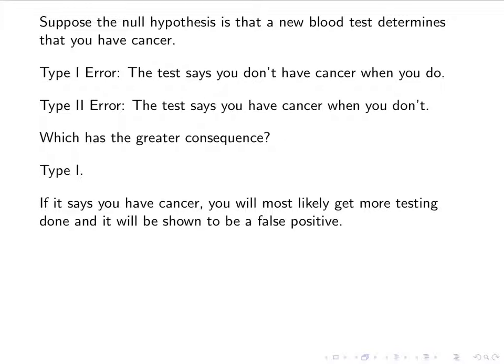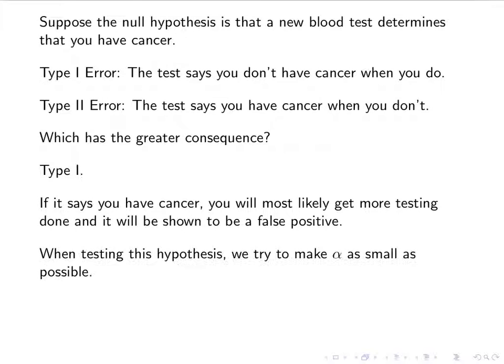If you had a type 2 error, so the test says you have cancer when you don't, you will hopefully be getting more tests done, and those further tests will show that the original test was a false positive. Okay, so again, in this case, a type 1 error is the worst error. And that means that we want to make alpha, the probability of this occurring, as small as possible.